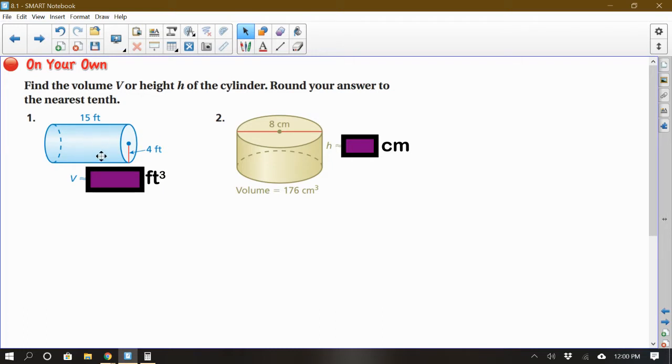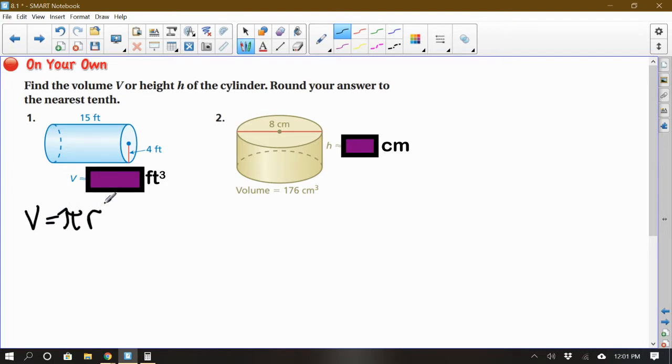All right, well, our first one here, we have a cylinder. It's turned on its side, but this 15 is still considered the height. So we start off with our volume equals pi times our radius squared times the height. Let's plug in some numbers here. I have a calculator that has a pi button, so we'll be using that. If you don't have a calculator with a pi button, just use 3.14. That'll give you a good approximate answer.